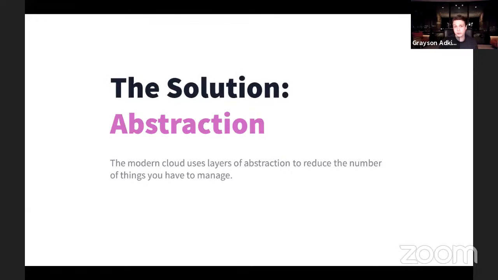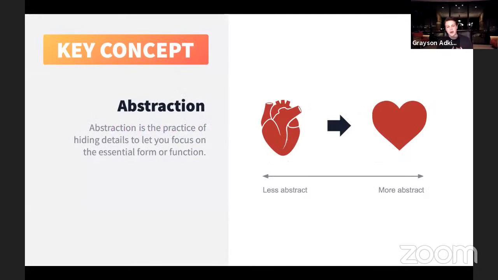If you're a software developer, you probably know this term. But in the context of the cloud, it may be a little different than you're used to, for example, in a software framework. The modern cloud creates layers of abstraction so that there are fewer things you have to manage. So what is abstraction? I like to give it a simple definition: it's just the practice of hiding details to let you focus on the essential form or function of something.